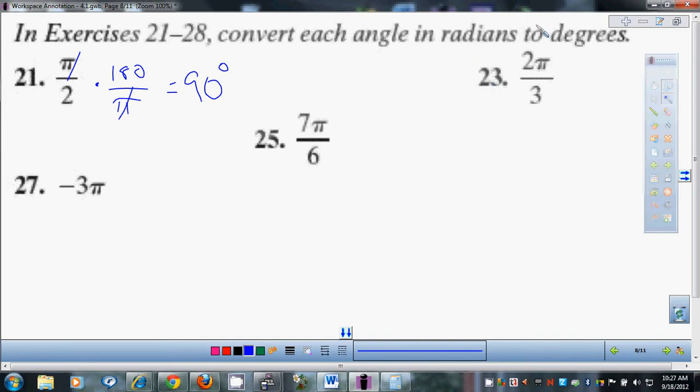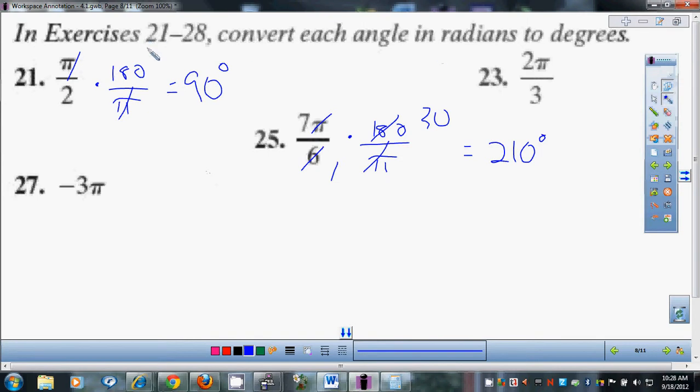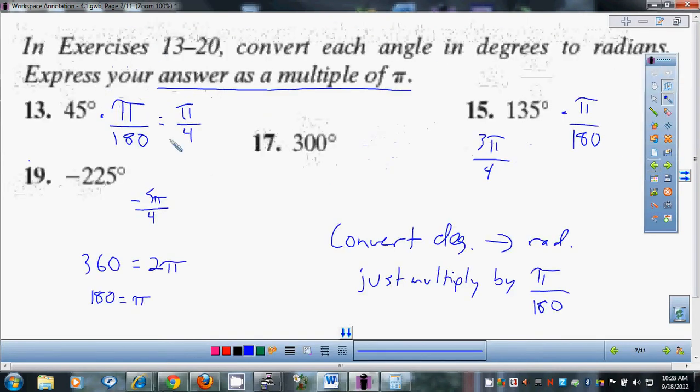Yep, for radians to degrees. Try this one: 180 over pi. 7 times 30, 210 degrees. You multiplied the last one too, it was just flipped. The last slide we multiplied also, except it was pi over 180, not 180 over pi.